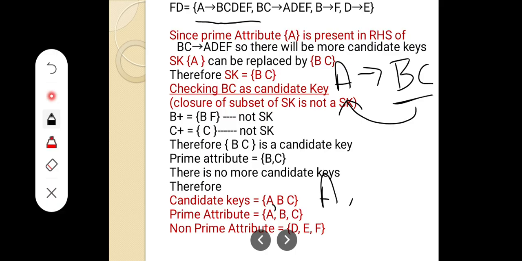A, BC. Okay, so we are having two candidate keys, A and BC. BC is a candidate key, and A is another candidate key. So A, comma, BC. Clear? Now the prime attributes are A, B, C. Non-prime attributes are D, E, F. Clear? So all these things we have received. Now we will check whether it is 2NF, and then we will check whether it is 3NF.